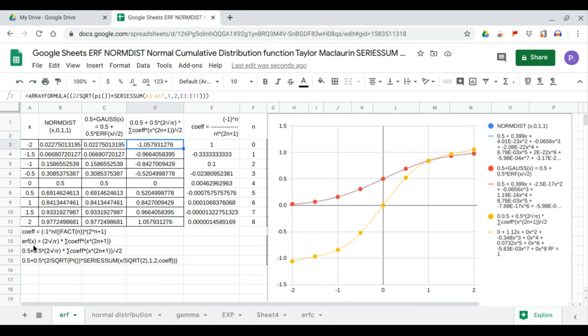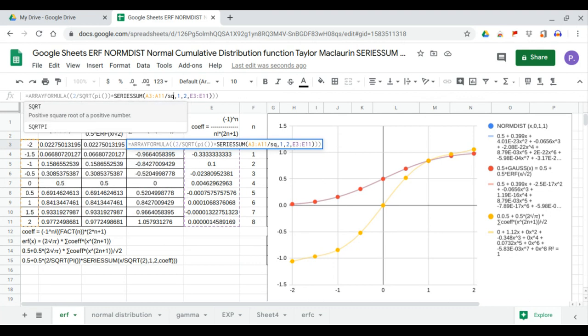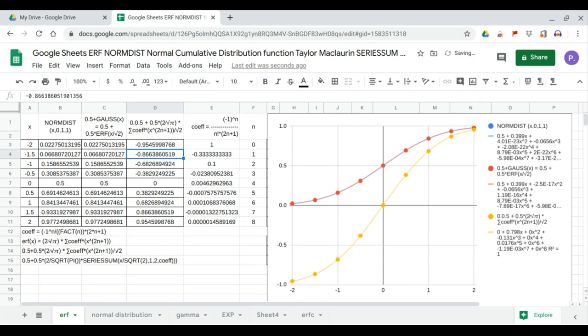Now that we're done with the ERF function, we change that to Gauss by multiplying by 0.5 and factoring in the square root of 2. So first we factor in the square root of 2, that's divided by the square root of 2. Now that we're done with the square root of 2, we multiply the series sum by 0.5.